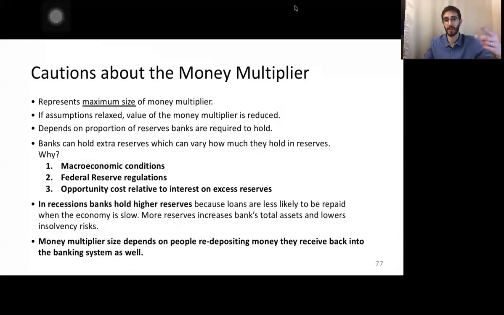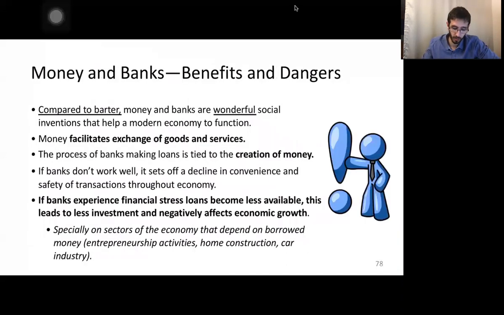right? So two things that depend: macroeconomic conditions, which include regulations and the opportunity cost of investing in other things, such as the interest rate on excess reserves, which is an alternative for that money, and also whether people are holding cash at home or depositing that money back with the bank so it can loan that money out, right? Those are all things that are important moving forward.